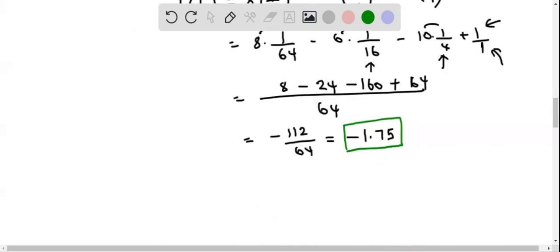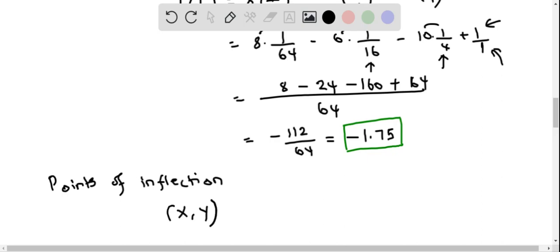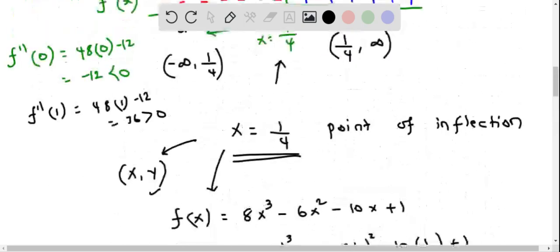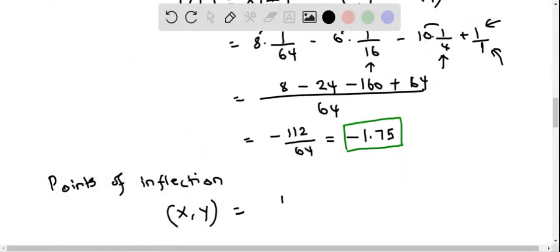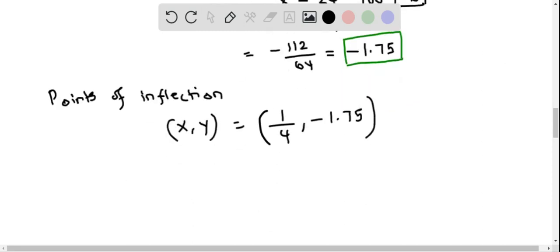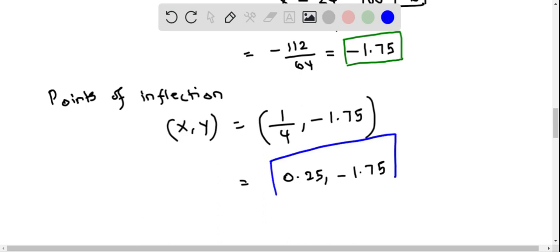Now let's give the point of inflection as an ordered pair x comma y, and this equals, we already found the x, which is 1/4. So we write down 1/4 comma negative 1.75, or we could also write 1/4 in terms of decimal, which is 0.25 comma negative 1.75. So this is the point of inflection.